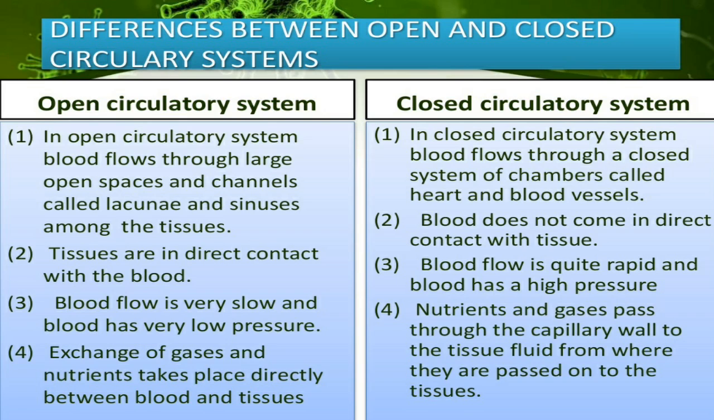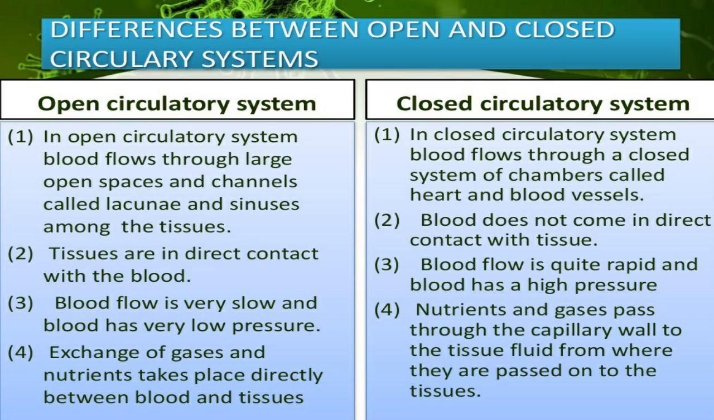In open circulatory system, blood flows very slowly and has very low pressure. In the closed, blood flows quite rapidly and has a higher pressure. Fourth difference: in open circulatory system, exchange of gases and nutrients takes place directly between blood and tissues. But in closed circulatory system, nutrients and gases pass through the capillary wall to the tissue fluid, from where they are passed on to the tissue.